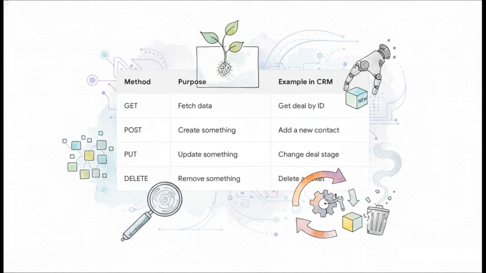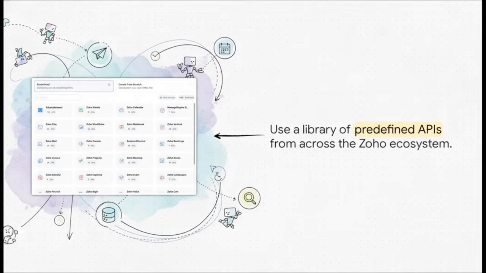But just look at the purpose column. It's actually really simple. It can get information, create new things, update stuff that already exists, or remove things. These are the fundamental building blocks for pretty much any action in a business. And here's the really cool part. You don't have to be some master developer to give your agent these tools.